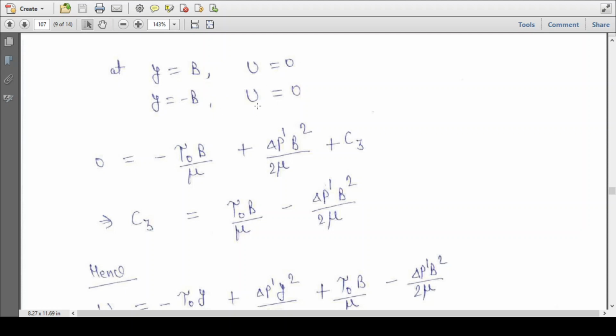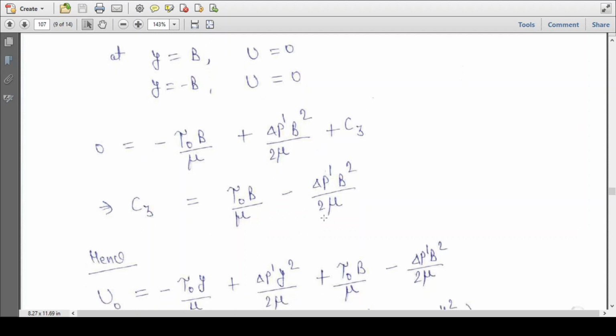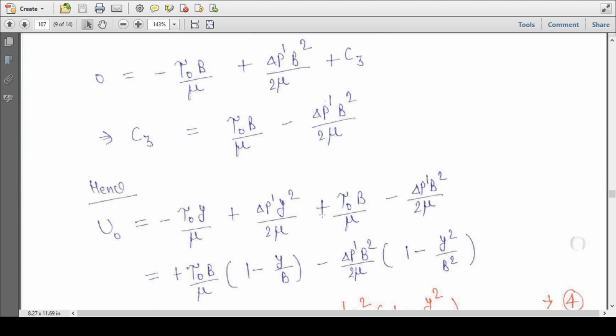At y equal to minus b, u is again equal to 0. This is the lower plate, so again the no-slip condition. By substituting this first condition, we can find 0 equal to this. From here we can find the c3 expression: tau naught b upon mu minus delta p dash b square upon 2 mu. So we can substitute back in equation number 3.